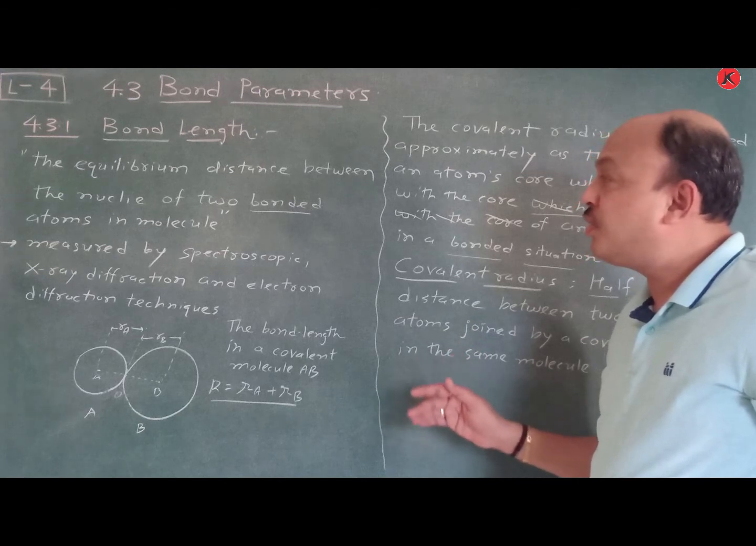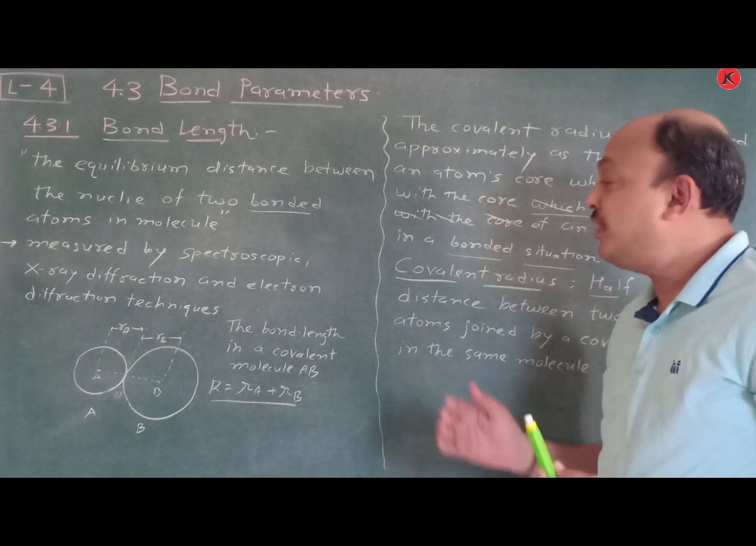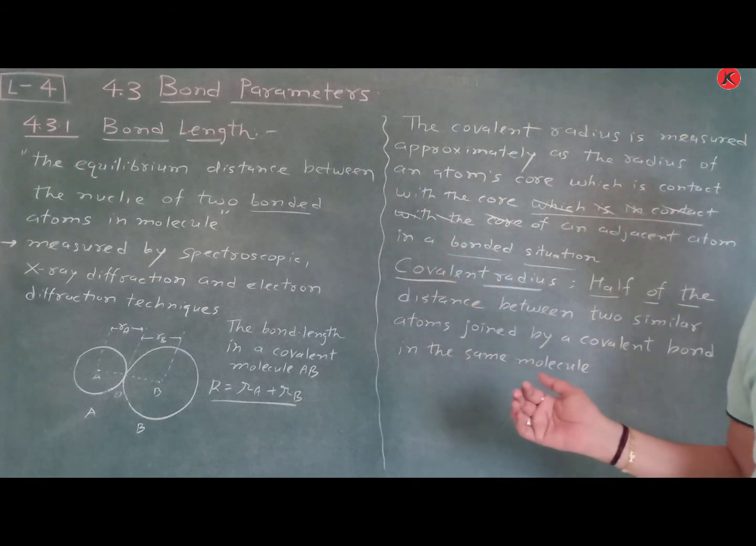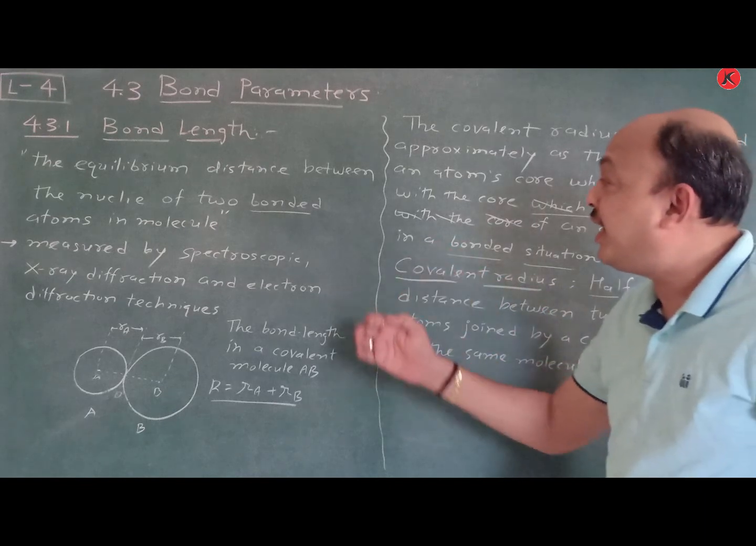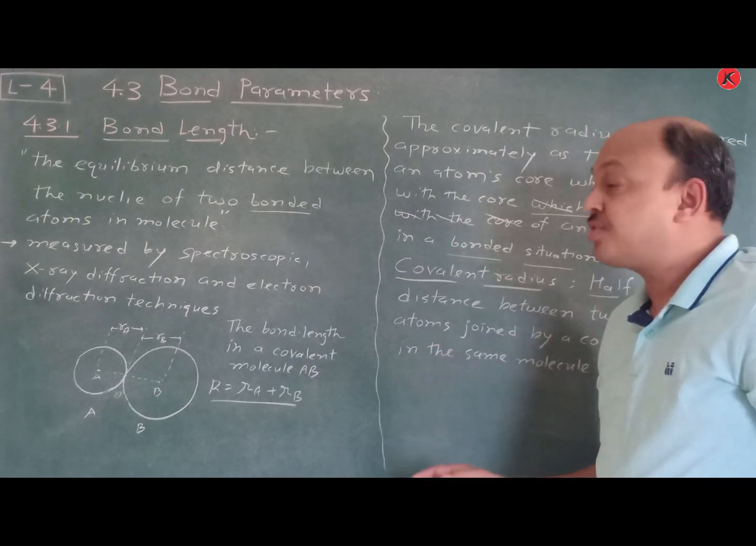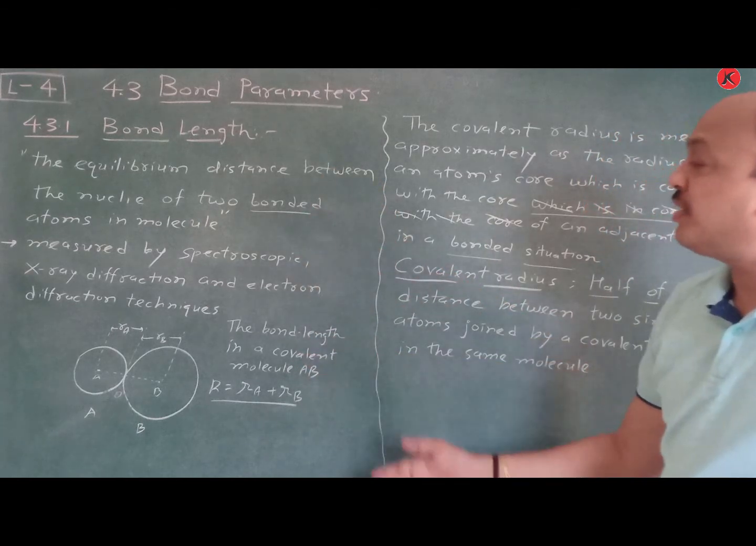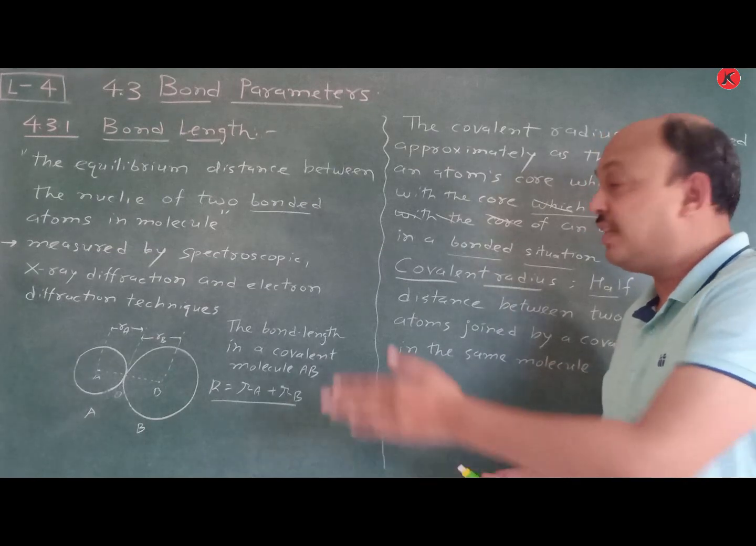Now we draw attention towards the next topic, which is very important: van der Waals radius. In van der Waals radius, bonded electrons are also there, but the non-bonded electrons are also considered. So here the definition is changed. But what is the difference between covalent radius and van der Waals radius? That we will see later on.